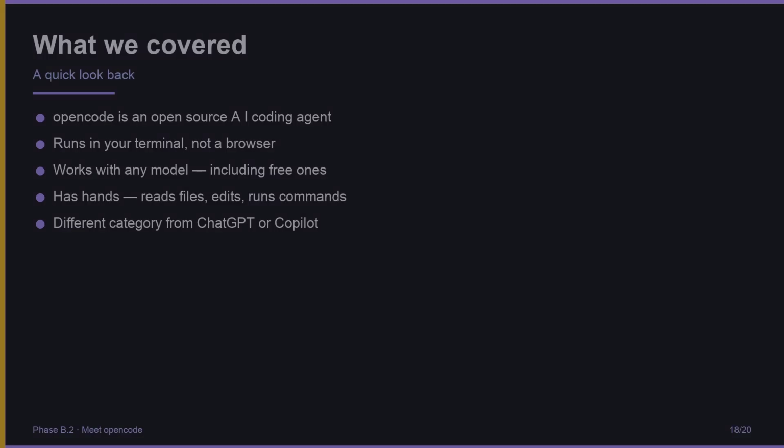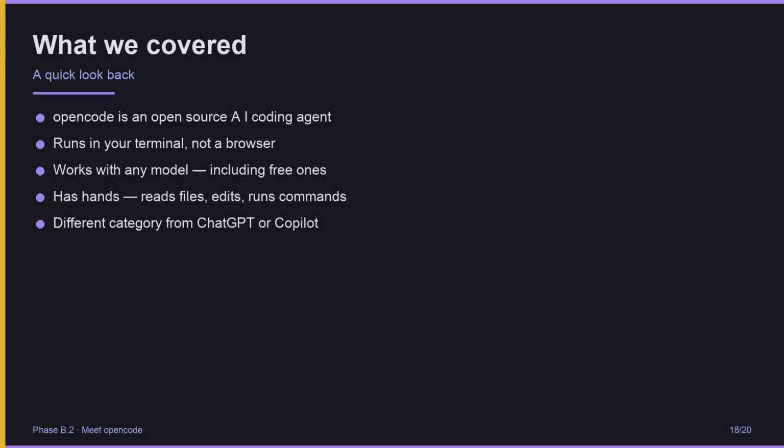With hands. Quick recap. OpenCode is an open source AI coding agent. It runs in your terminal, not in a browser. It works with any model from any provider, including free ones. It has hands, it reads files, edits files, runs shell commands. And it is a different category of tool from ChatGPT or Copilot, even though all three use LLMs.